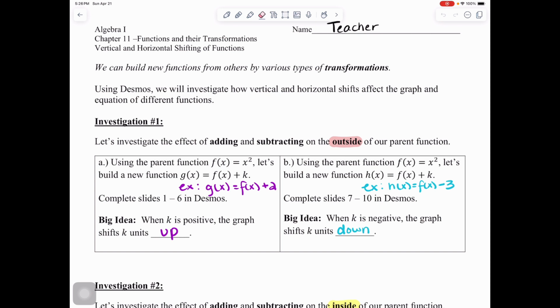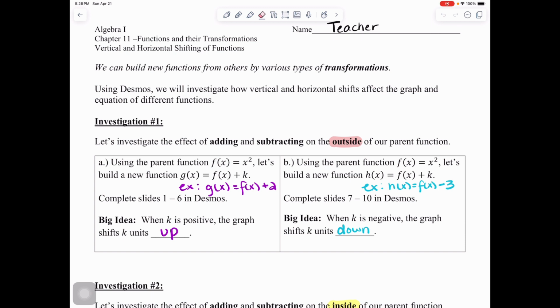When you completed slides 1 through 6 with adding on the outside, the big idea you should have gotten is when k is positive, the graph shifts k units up. As you can see, I added an example. I would like you to add this into your notes as well. An example of a vertical shift up would be taking f of x equals x squared, the parent function, and doing g of x equals f of x plus 2. Adding on the outside moves the function up.